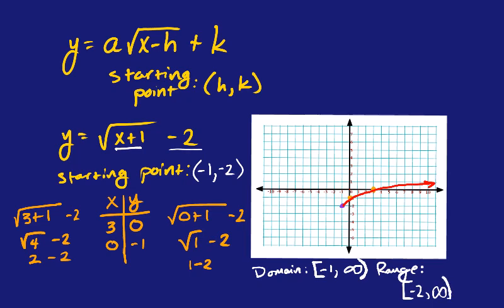Now remember, the bracket means that it can equal it because we have a point there, our starting point, and so that's why we're using a bracket. Parentheses means it cannot equal that value, and so infinity, you can't equal infinity.